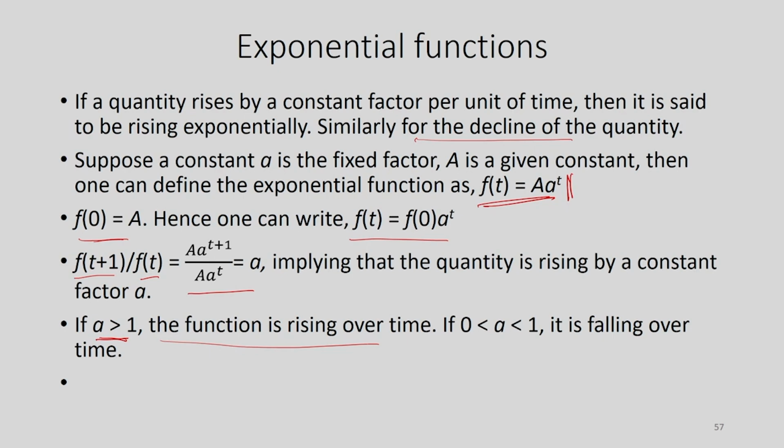On the other hand, if a is strictly less than 1 and suppose it is greater than 0, then it is falling over time. Think about this: a number is getting multiplied by 0.5. If you multiply any number by 0.5, it becomes half of the number. And again if you multiply it by 0.5, it becomes 1/4. So, it is going down over time.